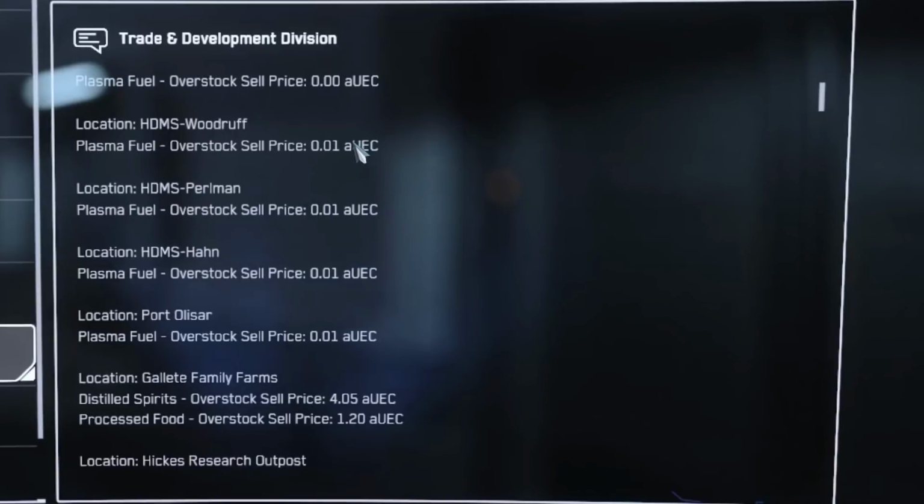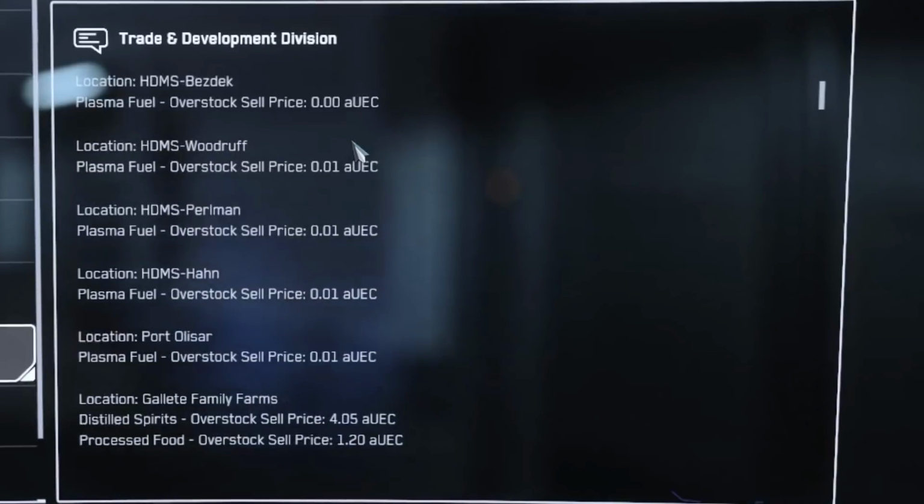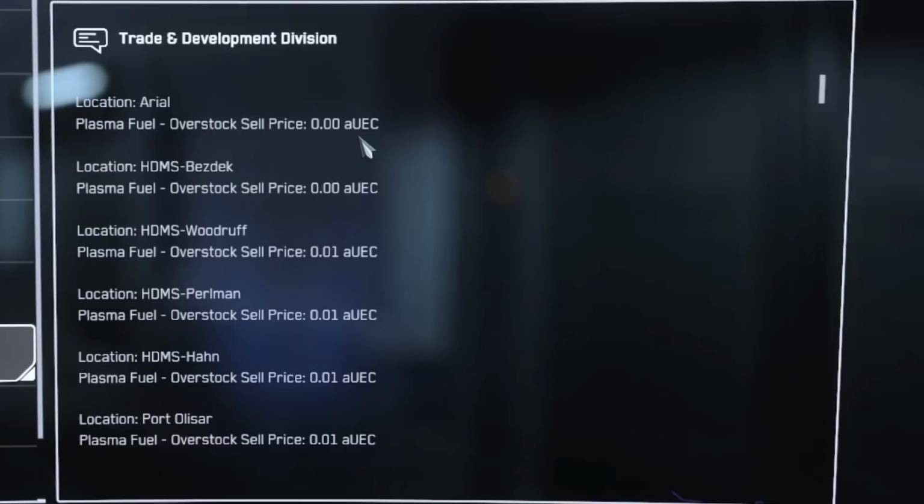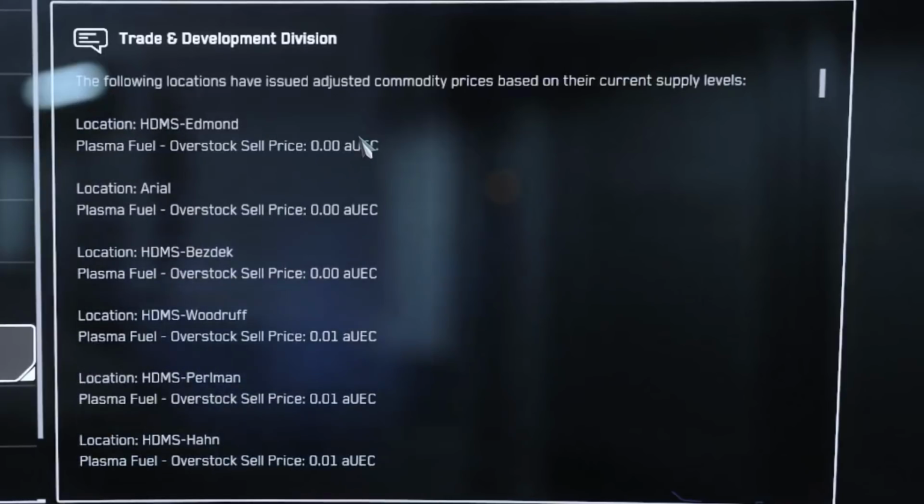But for example, on this alert, we have Edmund, Ariel, and Bezdek. Are they really giving away fuel for free? No, it is only that their price, at the third decimal place, rounds down to 0 when shown in 2 decimal places. So, for example, it might be 0.0049, which rounds down to 0.00 at 2 decimal places, but definitely not free.